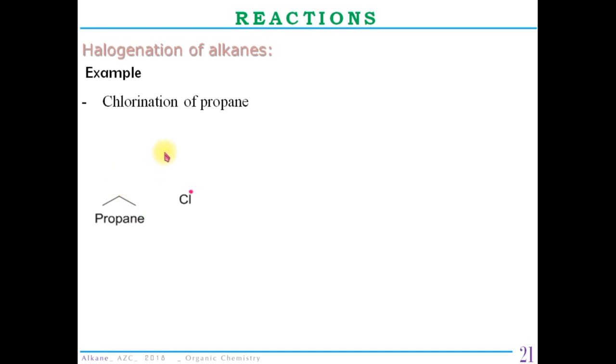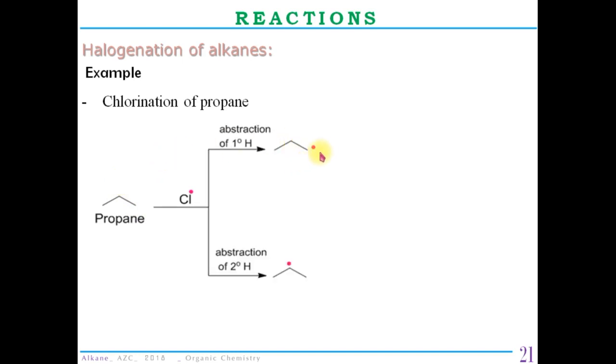So we can get two kinds of radical. That is, if this chloride radical abstracts primary hydrogen from here, we will get a primary alkyl radical as an intermediate, while if chloride radical abstracts hydrogen from this second position, that is abstraction of secondary hydrogen, we will see this kind of alkyl radical.